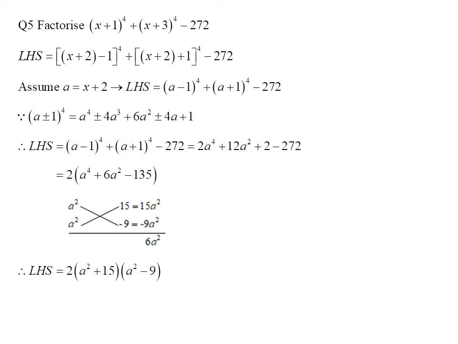Hence, it can be factorized to 2 times (a squared plus 15) times (a squared minus 9), which can be further factorized to (a plus 3) times (a minus 3).